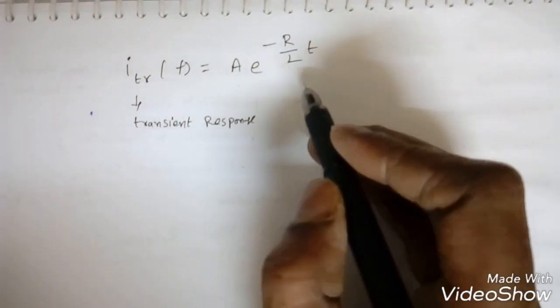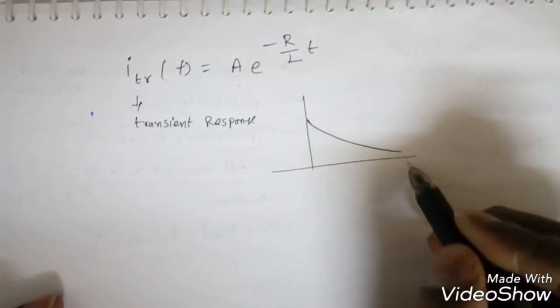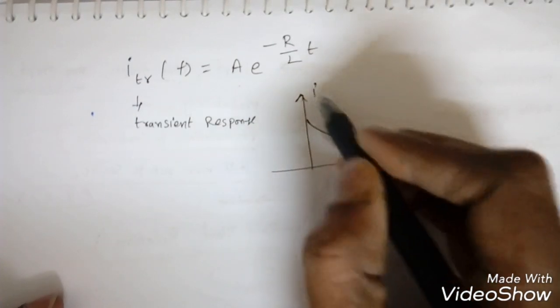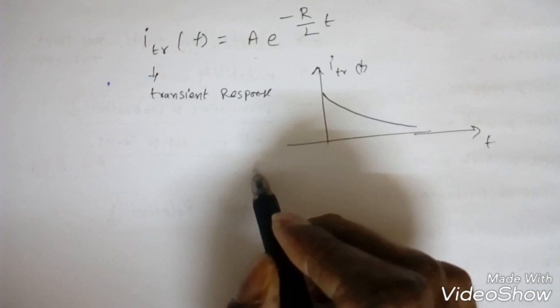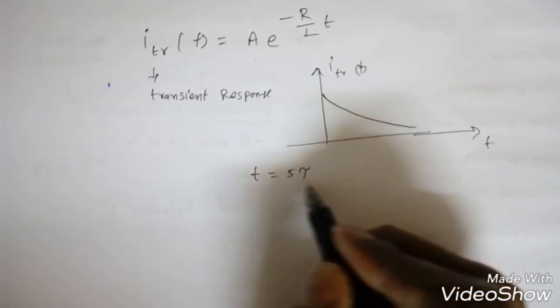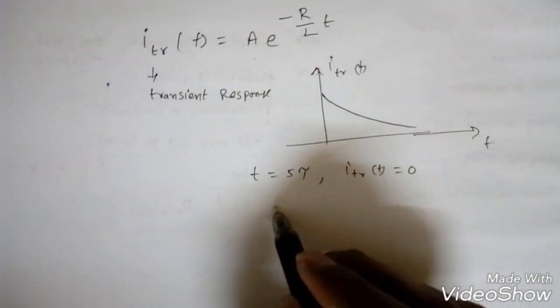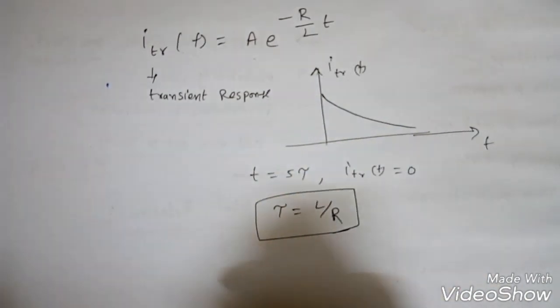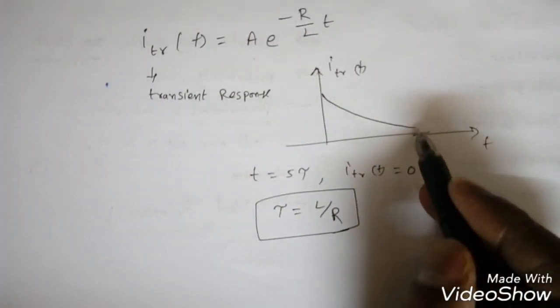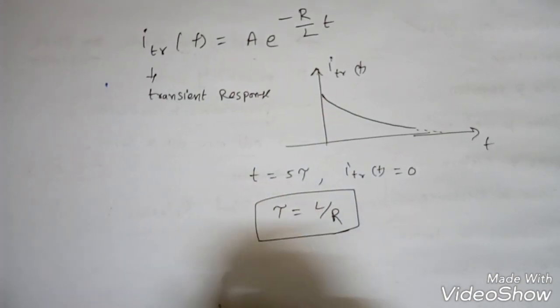The transient response always becomes 0 as t increases. The response looks like this, where this is t and this is i transient of t. Practically, when t is equal to 5 tau, the transient response becomes 0. Tau for the RL circuit is L/R, so at 5 tau this becomes almost 0. This is about the transient response, but this is not our actual case, which is the sinusoidal steady state response.